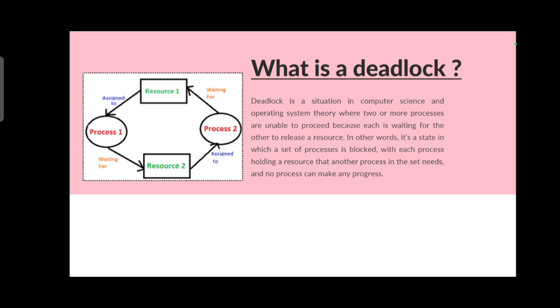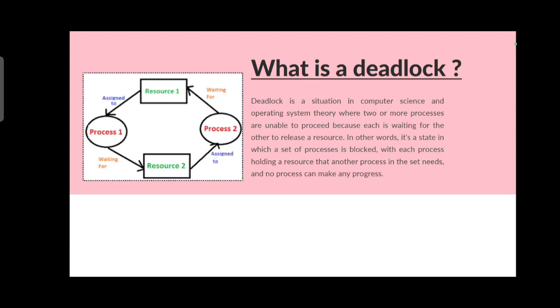In this diagram, we observe process 1, process 2 and resource 1 and resource 2. Resource 1 is assigned to process 1 and resource 2 is assigned to process 2. At the same time, process 1 is waiting for resource 2 which is assigned to process 2, as well as process 2 is waiting for resource 1 which in turn is assigned to process 1. Here we can clearly observe that each process is waiting for the other process to release a resource. So this situation is known as deadlock.